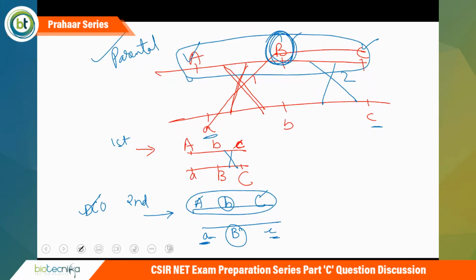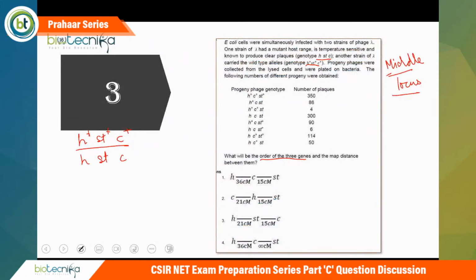So from the table, our first objective is to find the double crossover. In double crossing over, two crossing over events have to happen together, and each crossover is independent. Because of that, the probability of a double crossover is lower than a single crossover. So the double crossover products will be the least in the table. What are the least values? This one and this one, 4 and 6. These are the double crossover products.